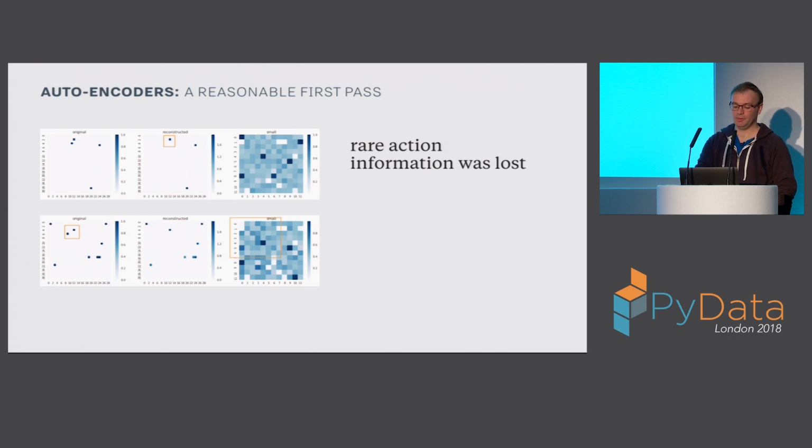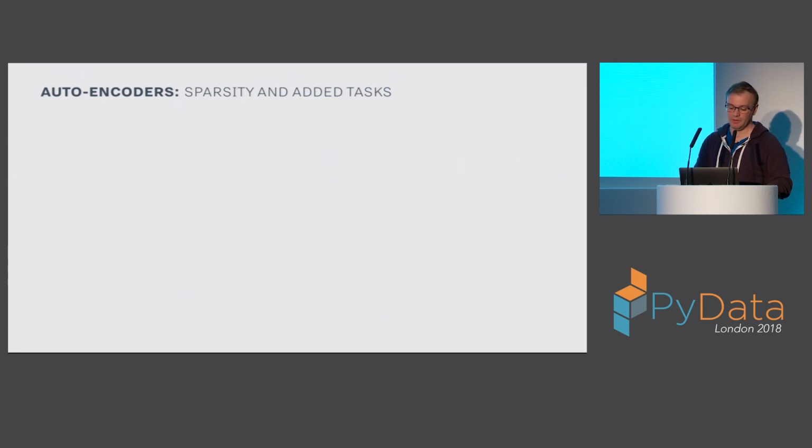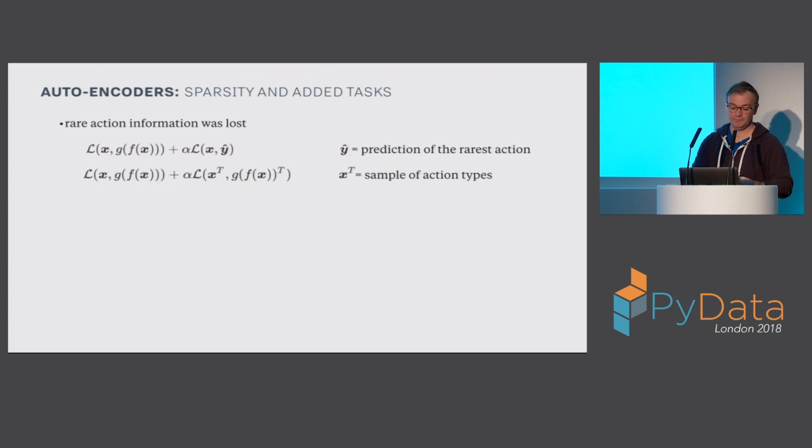Another thing that should be pretty clear from this is that the embedded representation wasn't sparse at all, and we have some intuition. We bring some priors about what we'd like the embedded representation to look like. So how did we solve these two things? Well, first, we wanted to handle the information loss. As we were testing with the transpose, we realized that maybe this feels a little bit like cheating, but why aren't we using the transpose in the loss itself?